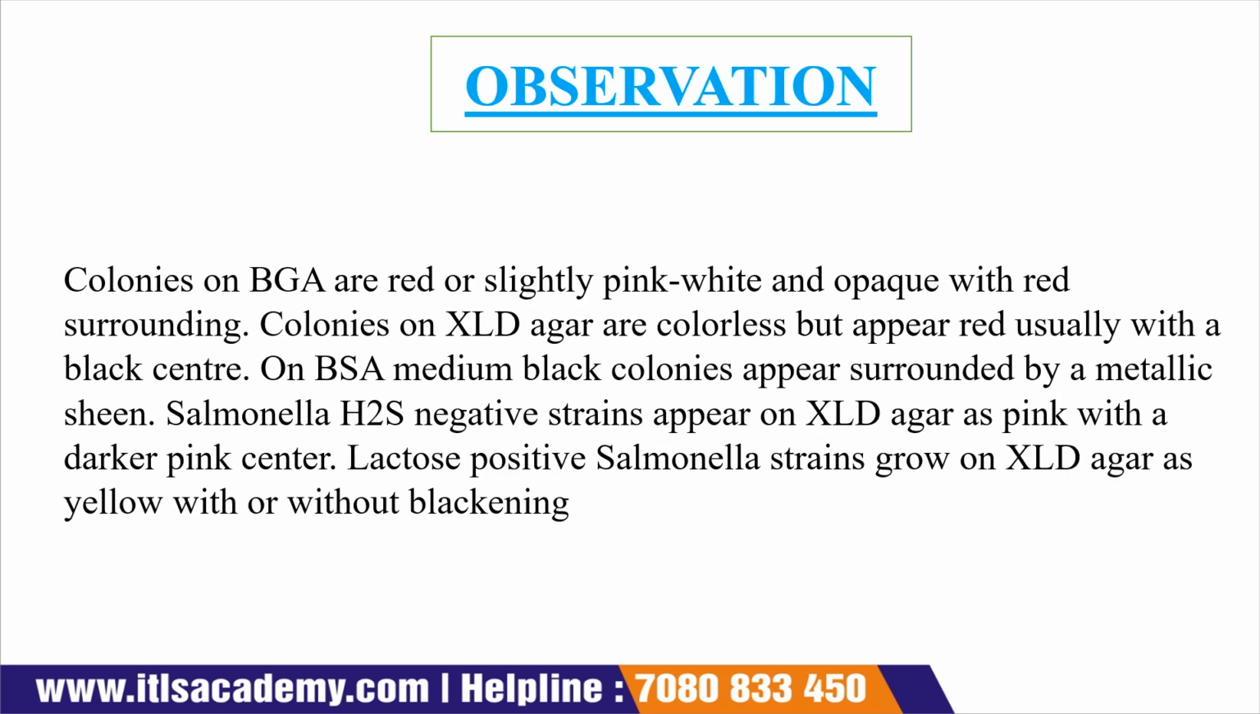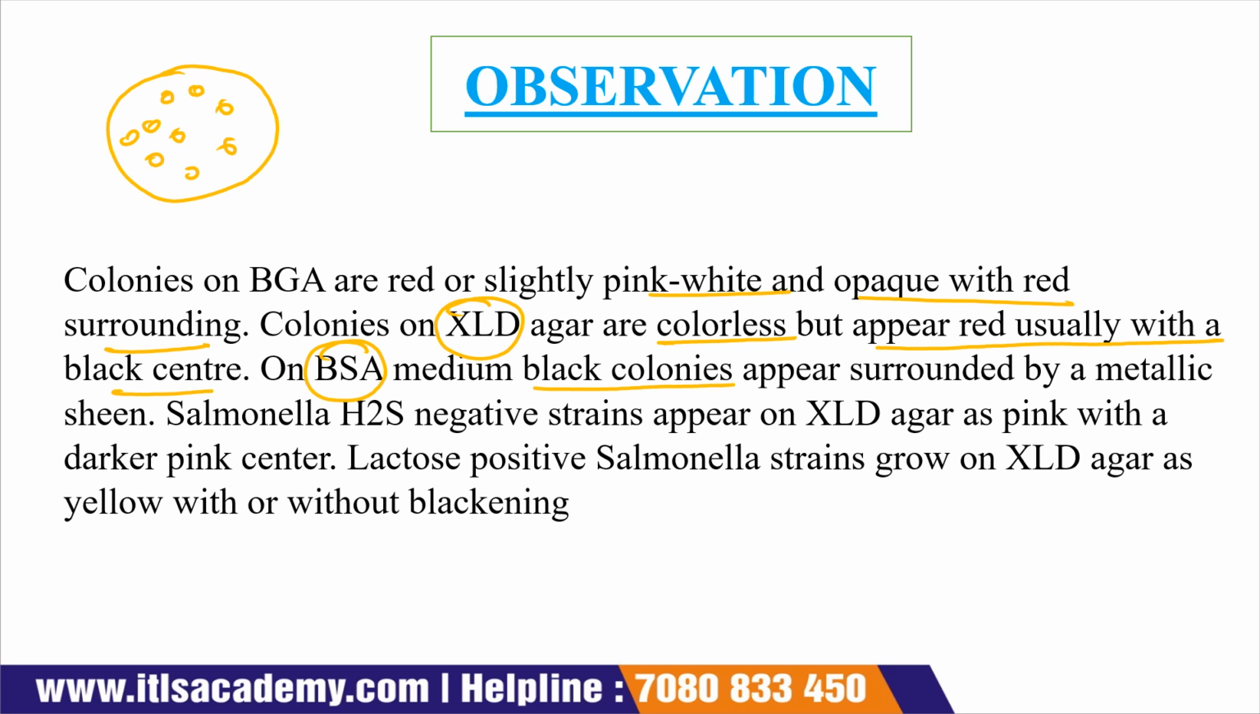Observation: colonies on BGA are red or slightly pink, white and opaque with red surrounding. Okay, suppose that this plate is for BGA agar. Now in that case you have found red or slightly pink, white, even opaque colonies with red surrounding, and the colonies which we get on XLD agar are colorless, but they appear red, usually with a black center. And when we are using BSA agar, then in that case we get colonies that are black in color and surrounded by a metallic sheen.